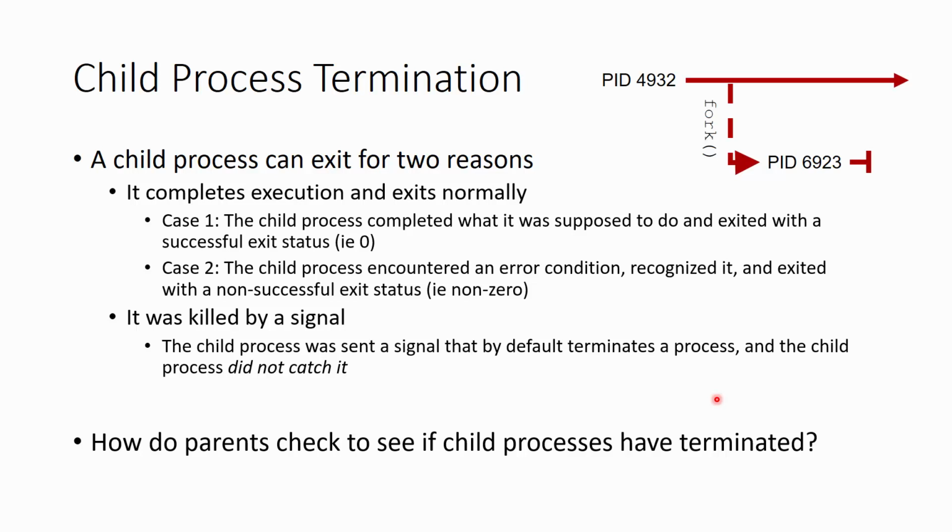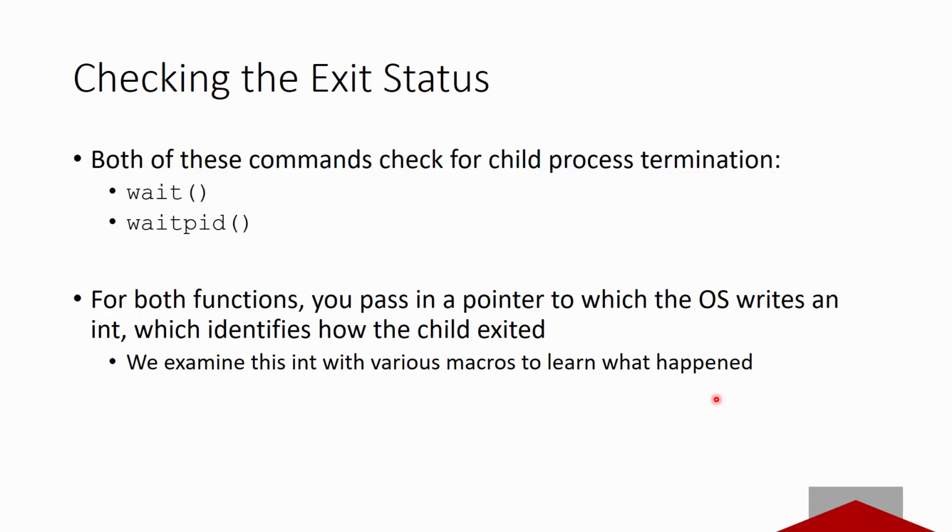So how do the parent processes check to see if the child processes have actually terminated? Two primary ways. Both of these commands are going to check for termination of child processes. For both of them, we're going to pass in a pointer to which the operating system is going to write an integer. And that integer is going to identify how the child exited.